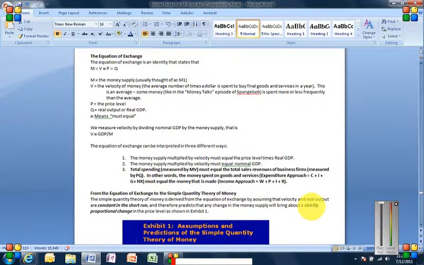So if these two constants are in place, the velocity and the output, and they're not going to be changing in the short run, then a short run change of 10% to the money supply would lead to a 10% change in the price level. Or let's say you increase the money supply by 10%, it's going to increase prices by 10%. This is a really key piece.